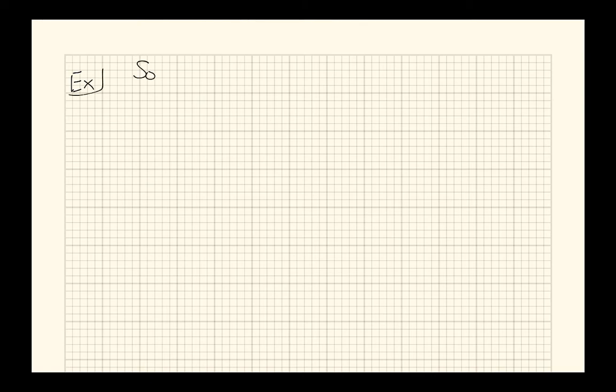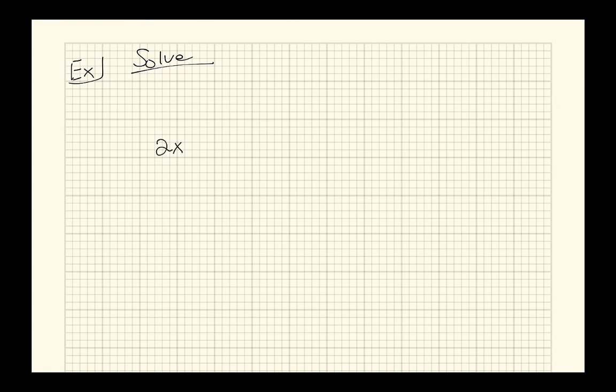Okay, let's solve. We have 2x plus 3y equals 1. Negative x plus y equals negative 3. There we go. That'll work. All right. 2x plus 3y equals 1, and negative x plus y equals negative 3.